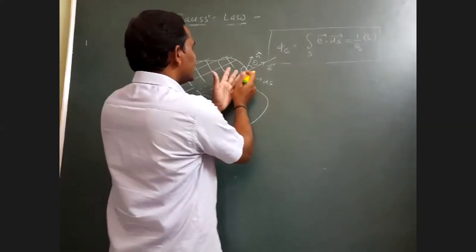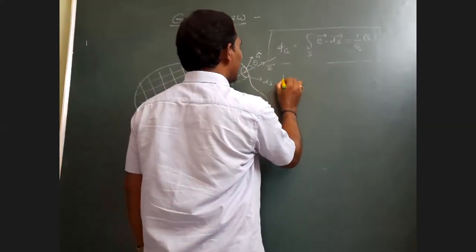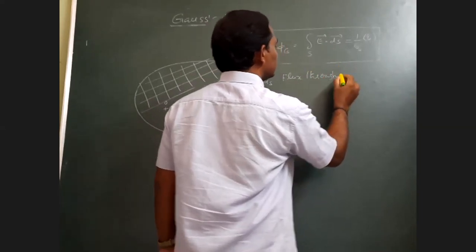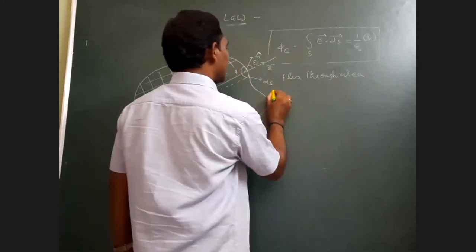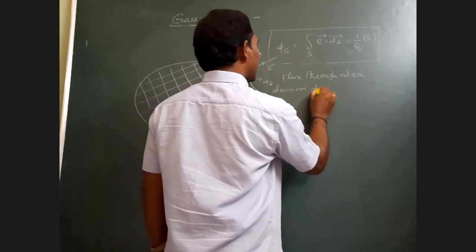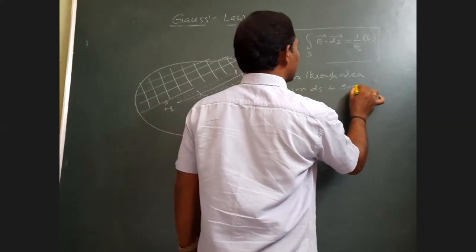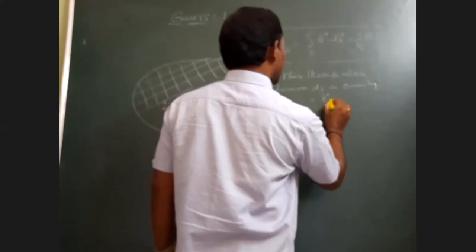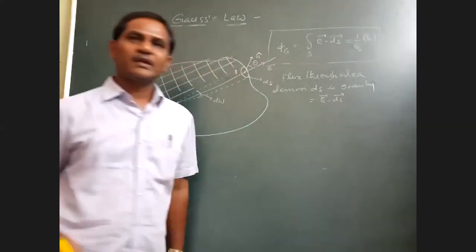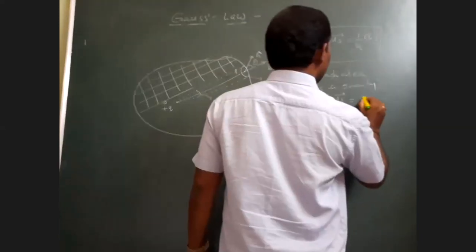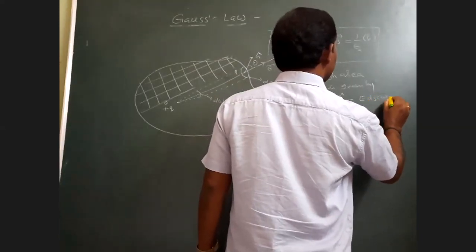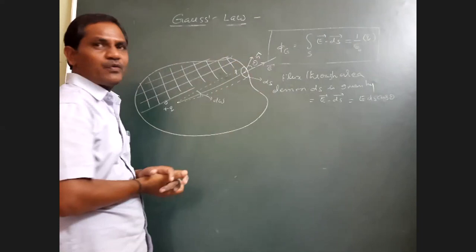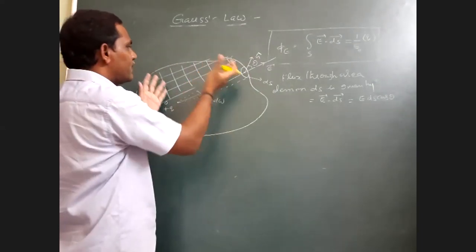So what is the flux through this ds? I am writing electric flux through small area element ds is given by, that equals E bar dot ds bar, which equals E ds cos theta. But here we have so many area elements.